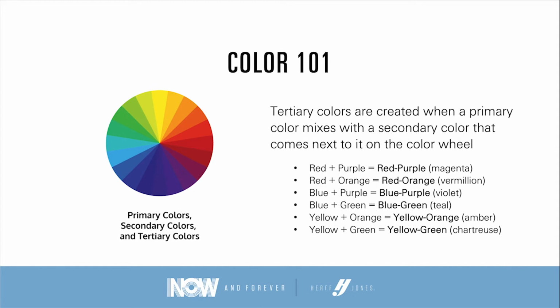Now we're going to get a little bit more complex. Tertiary colors are created when a primary color mixes with a secondary color that comes next to it on the color wheel. That's the important part of these tertiary colors: it has to be a secondary color that's right next to it on the color wheel. The reason for this is because if you go across or pick a different combination, then it can end up this muddy brown color. Now, if you're going for muddy brown, then great. But if not, if you want one of these magenta, violet, teal, chartreuse, then you're going to want to choose a primary color and mix it with the secondary color that's next to it on the color wheel.